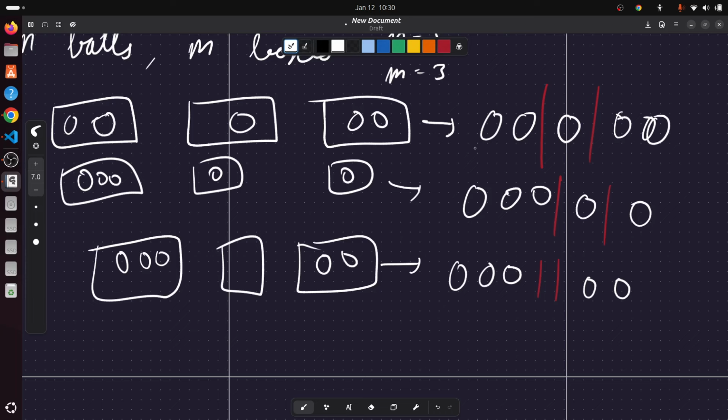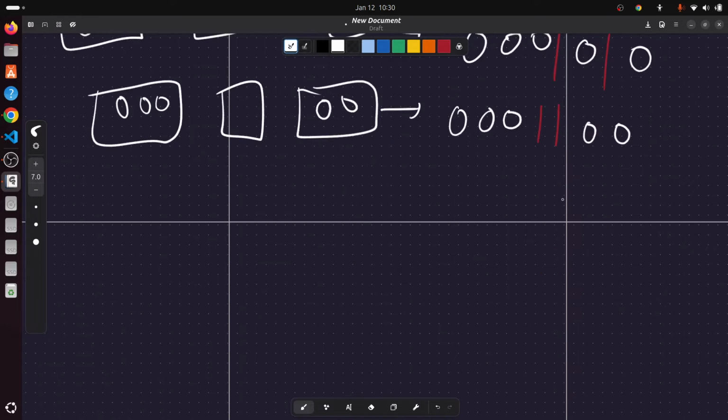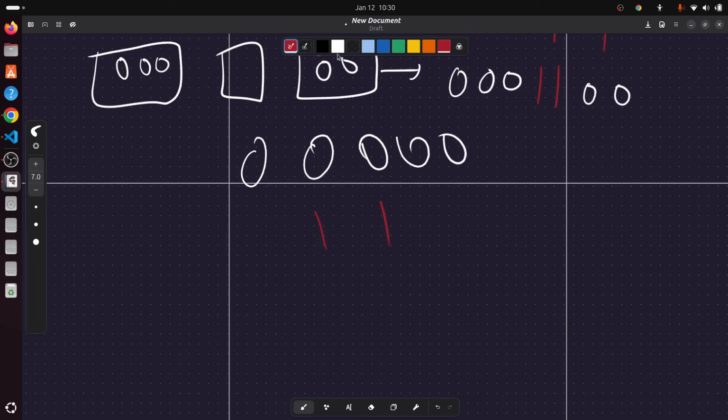Okay, like we have 5 balls and 2 separators, this separator and this separator, and we have to arrange them, and for each different arrangement we'll get a different way to add these quantities, right? Like if you have 5 balls and you have 2 separators, then in whatever way you arrange them, you will get a new way of breaking the n into 3 numbers.